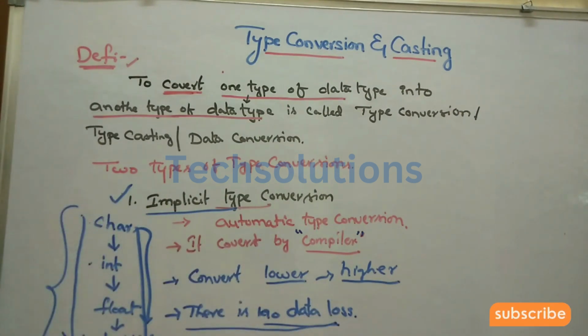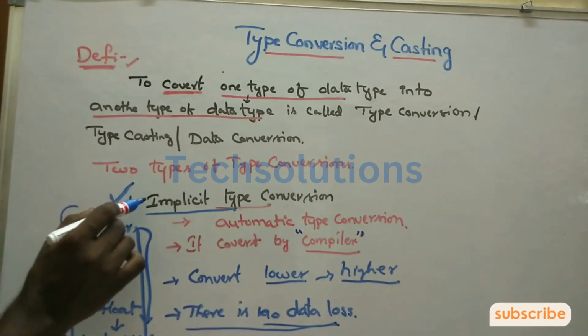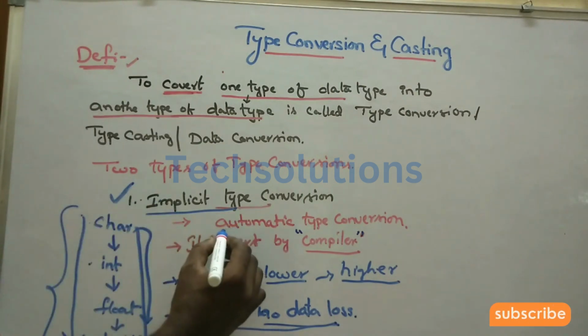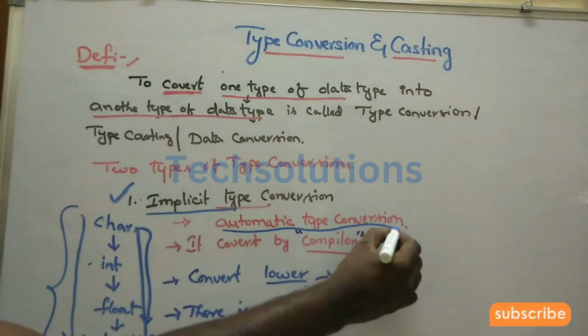These types of techniques are called implicit conversion, right? A glimpse I will explain. What is the implicit conversion? The implicit conversion is also called automatic type conversion.